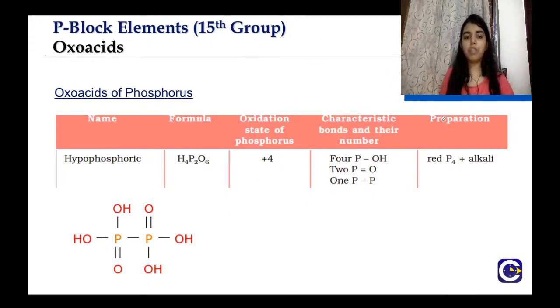Now we come to the preparation of hypophosphoric acid, that is red phosphorus plus alkali, that is NaOH or basically KOH.